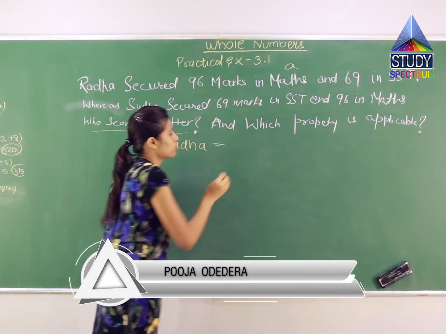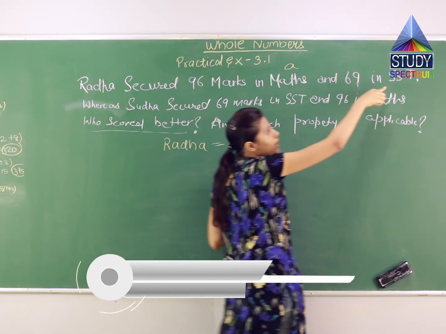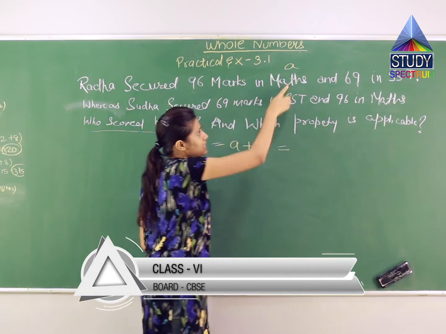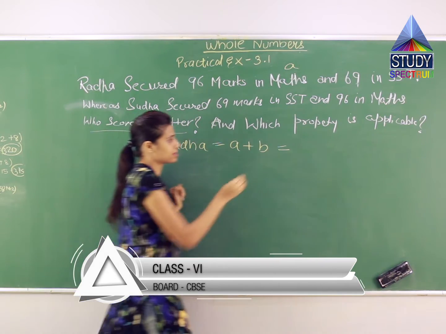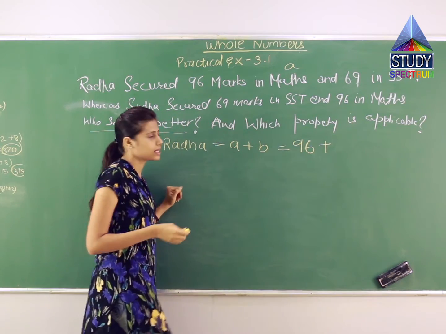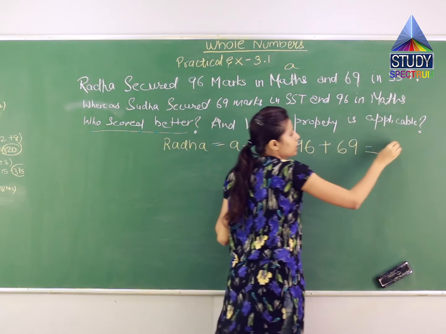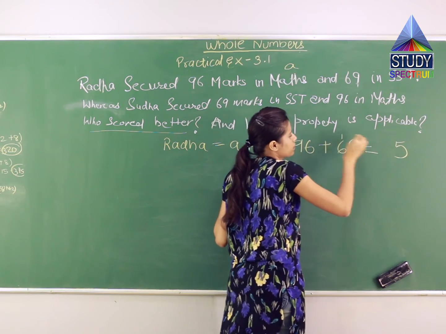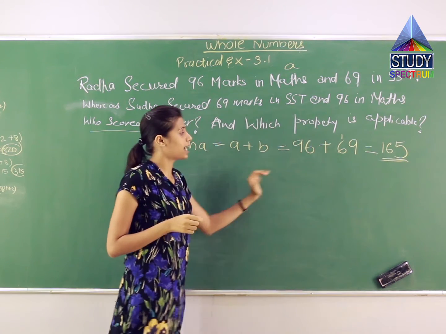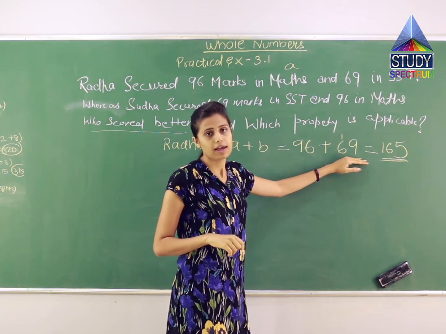So I'll write Radha is equal to A plus B. That is maths marks plus SST marks, that is A plus B. What will I get? What is A? How much she got in maths? 96. And how much she got in SST? 69, right? And what will be the total? 165, right? So they are saying that she got 96 marks in maths and 69 in SST.